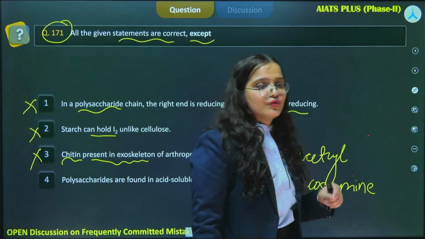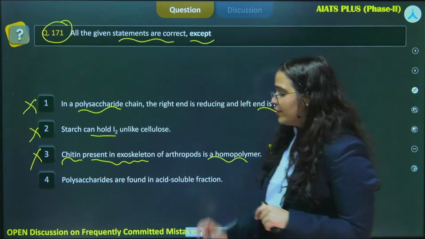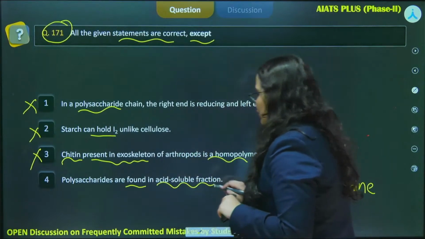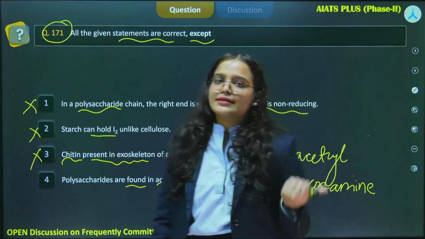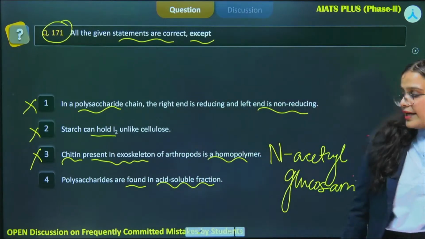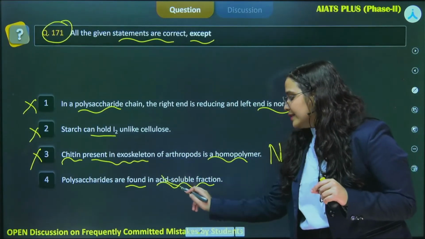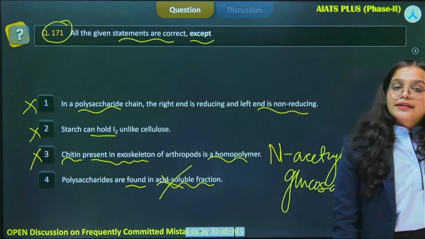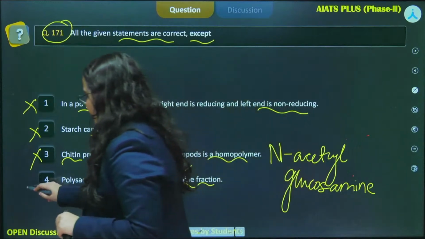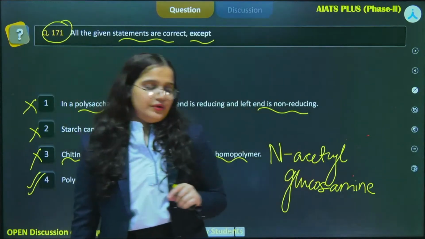So finally we move to our last statement, which states polysaccharides are found in the acid soluble fraction. We already discussed very extensively in our previous question that polysaccharides will be found in the acid insoluble fraction and not the acid soluble fraction, and therefore the answer that we are looking for is option 4.